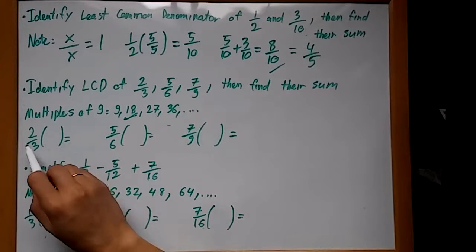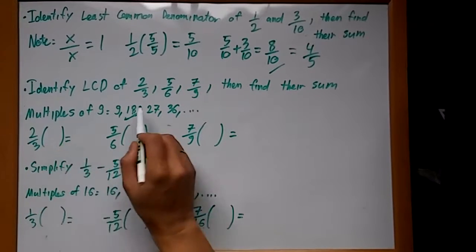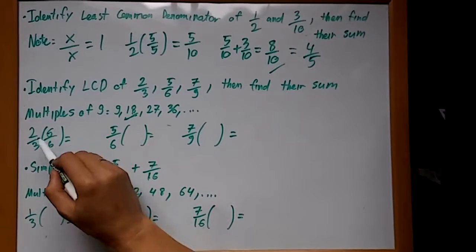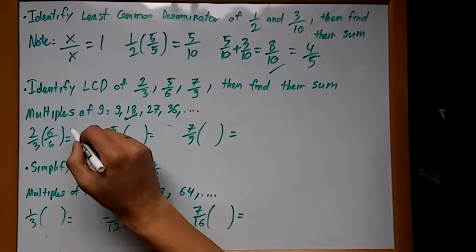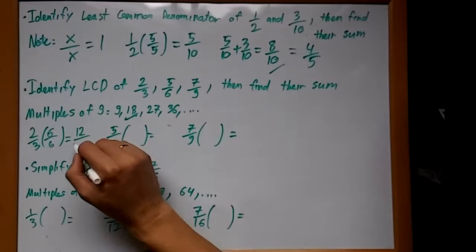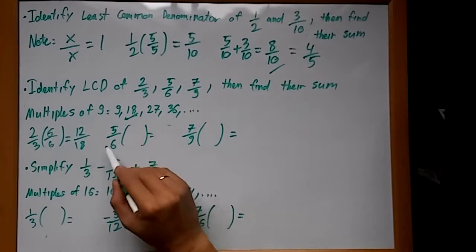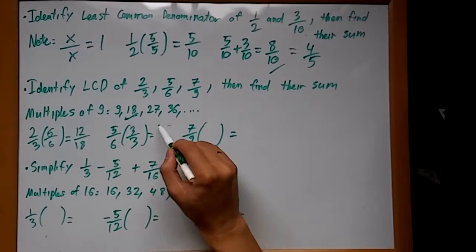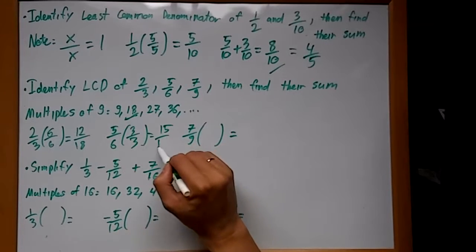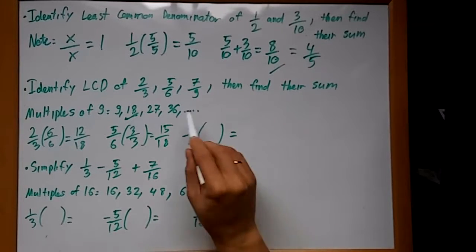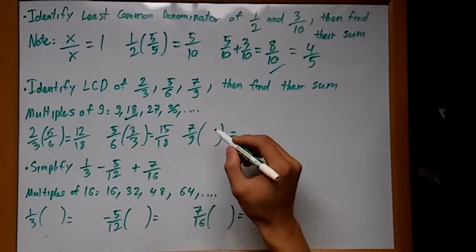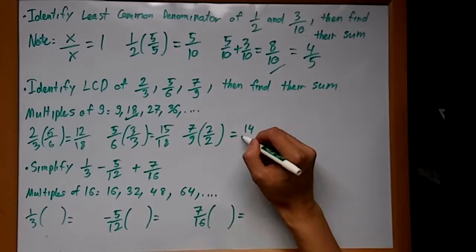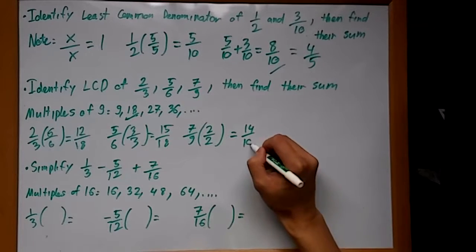So 2/3, to get the denominator to 18, we multiply by 6 over 6. Again, we're just multiplying by 1. So we get 12 over 18. To get 6 to become 18, we'll multiply by 3. 15 over 18. To get 9 to get to 18, we multiply by 2. And now we get 14 over 18.